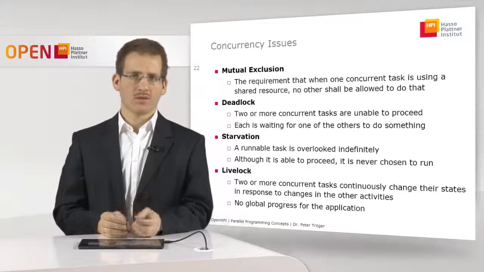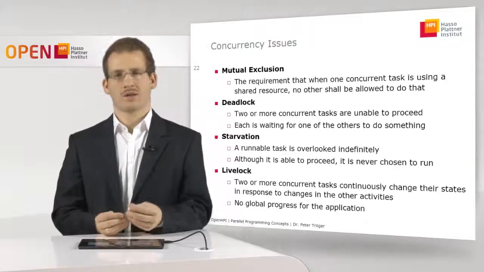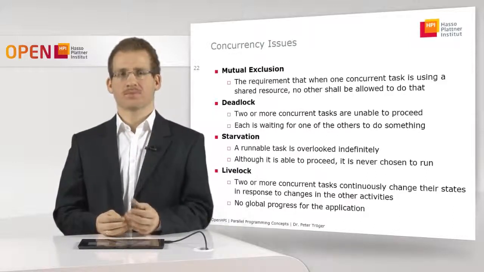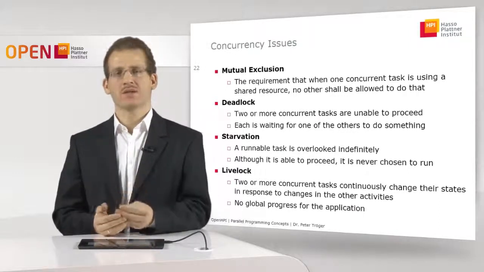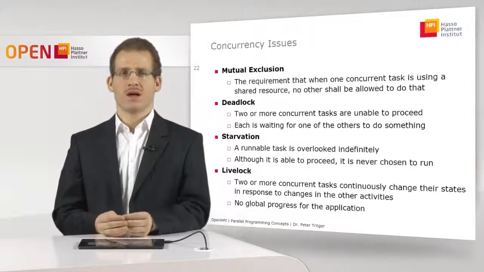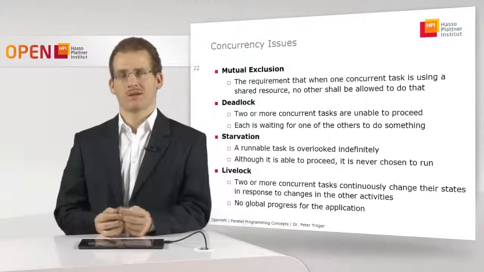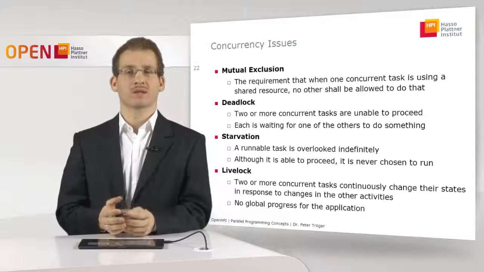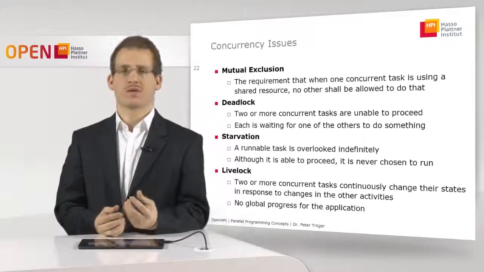So in general terms, when we go away again from this thought experiment, we have as first concurrency issue the mutual exclusion. So we have the requirement that one concurrent task should be able to exclusively use a shared resource so that no other is able to use this resource at the same time. This is the implementation of the fork grabbing mechanism. We need mechanisms to ensure that in concurrent systems, for example, in order to ensure correctness of the program.